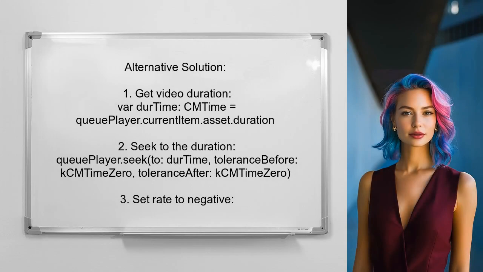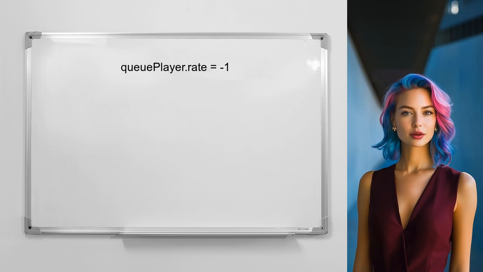An alternative solution provided by another user involves checking the duration of the video before playing it in reverse. They suggest using the current item's asset duration and seeking to that duration with zero tolerance. After that, you can set the AVPlayer's rate to -1 for reverse playback.